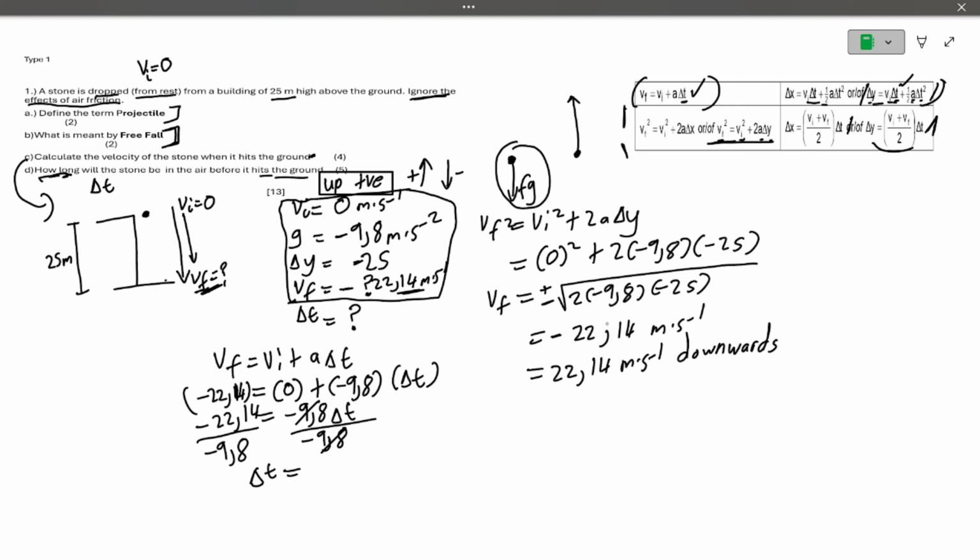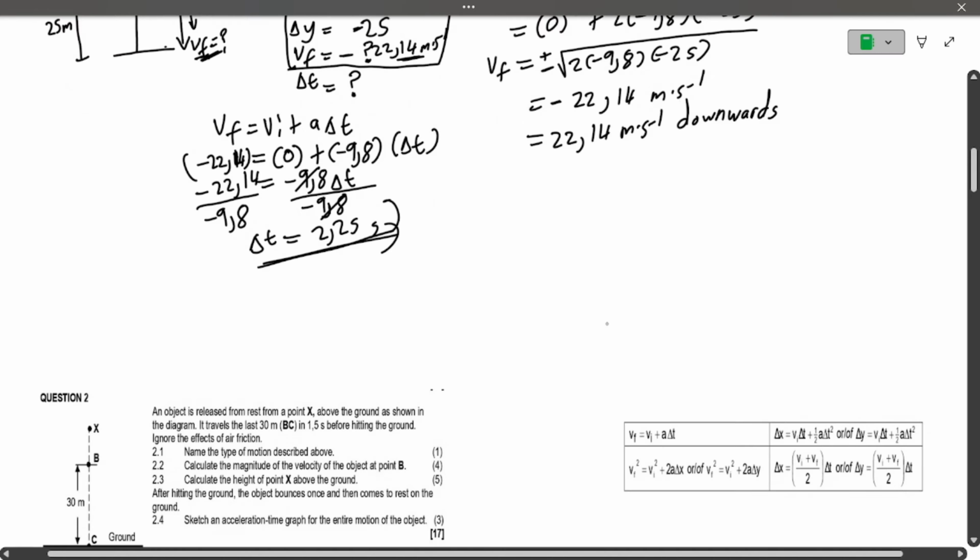22.14 over 9.8, which is 2.25 seconds. So it takes 2.25 seconds to reach the ground. It takes this 2.25 seconds in the air. So this is our problem. So let's go to the second problem.